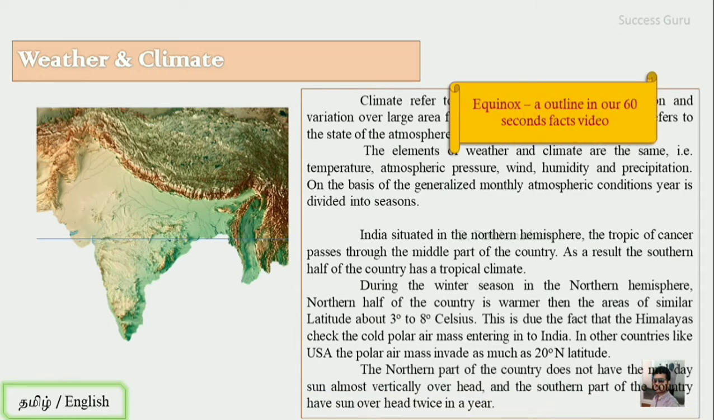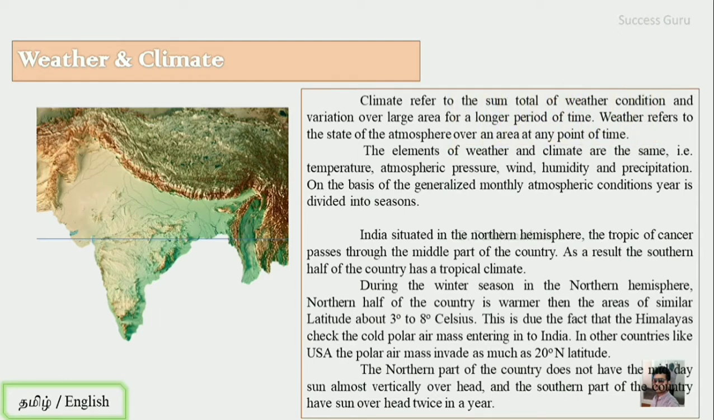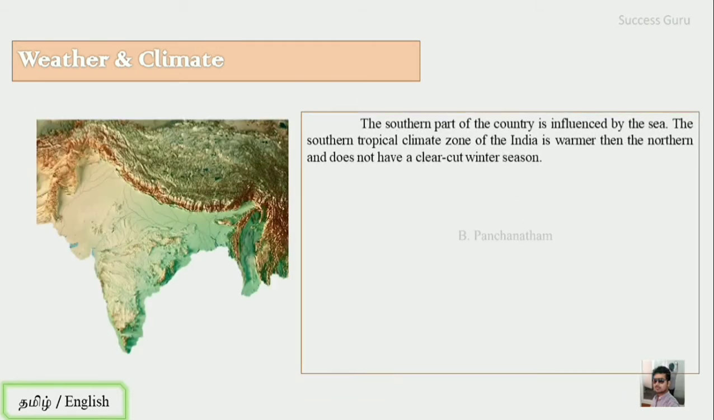And the northern part of the country does not have a midday sun directly overhead. We are talking about the equinox, and we had already made a 60 seconds fact on the equinox also. The sun is almost vertically overhead, and the southern part of the country has the sun overhead twice in a year. So this is the main difference between the north and the south. The southern part of the country is influenced by the sea, as it is more covered by the sea. The southern tropical climate zone of India is warmer than the northern and does not have a clear-cut winter season. This is also due to the surrounding water body.